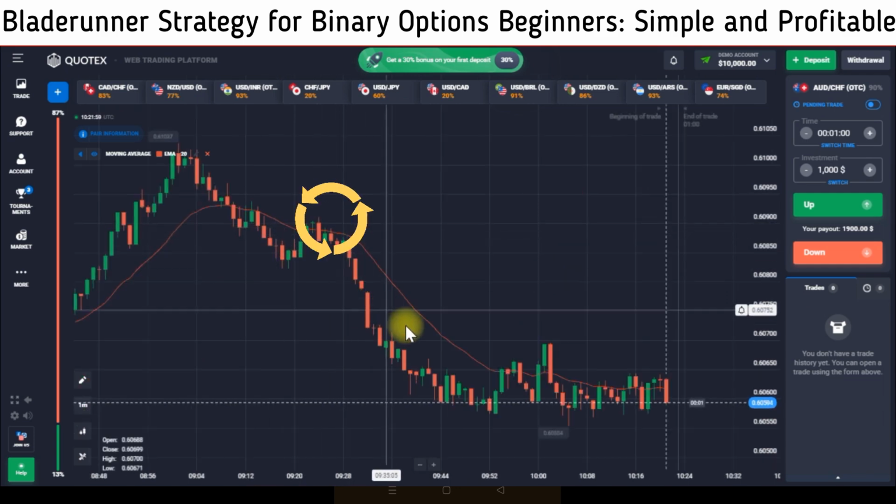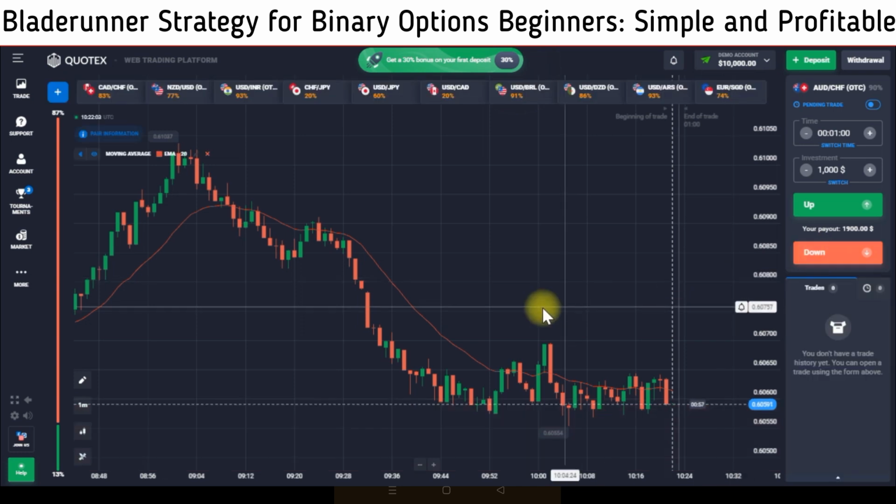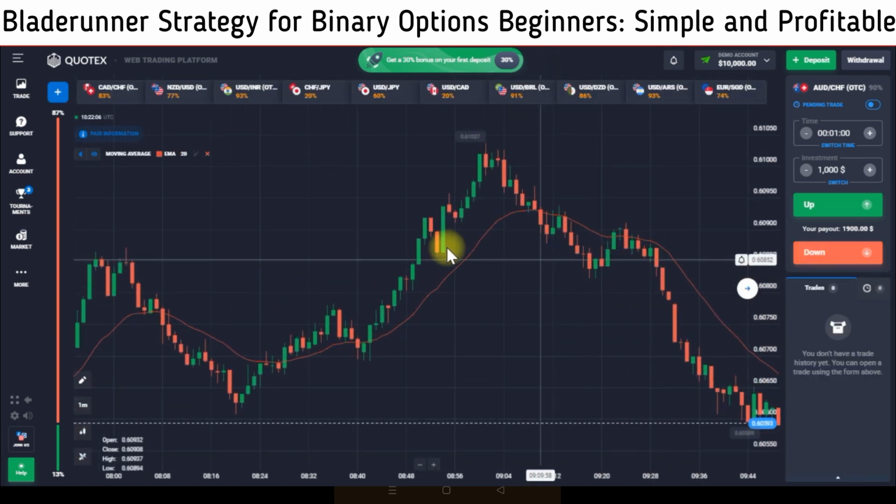If your EMA was successfully retested on a downtrend, then you can enter a sell position. It means price will continue falling for some time.